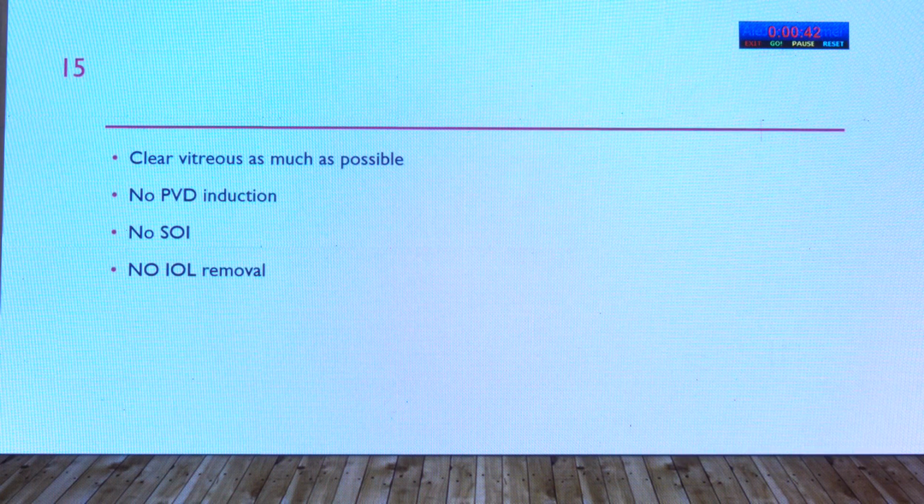Clear the vitreous as much as possible. We don't induce the PVD, no SOI in primary sitting, and we don't prefer to remove the IOL.